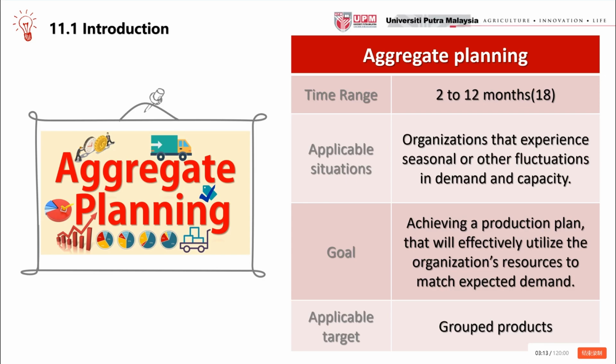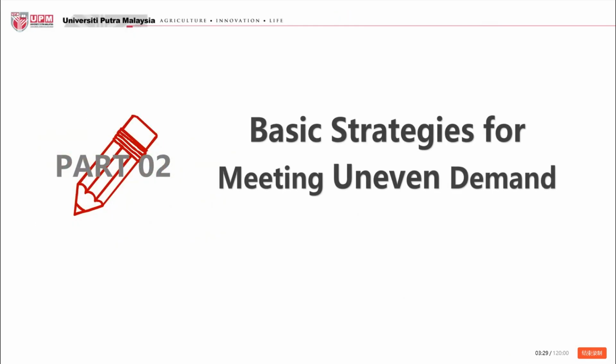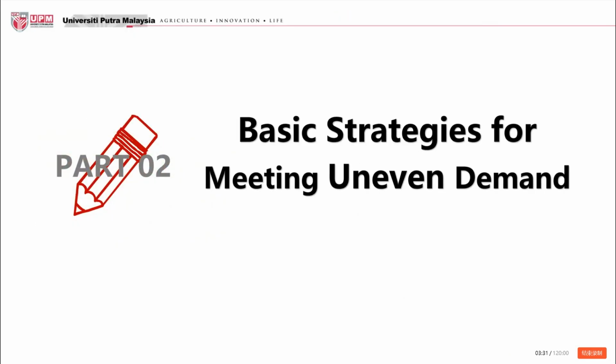In fact, there are different types of aggregate planning. In daily life, companies will encounter changes in demand for various products due to lots of different reasons. At this time, we need to choose certain strategies to deal with it. So let's journey to part 2, basic strategies for meeting uneven demand. Through this part, we can choose a more appropriate strategy for different types of products.